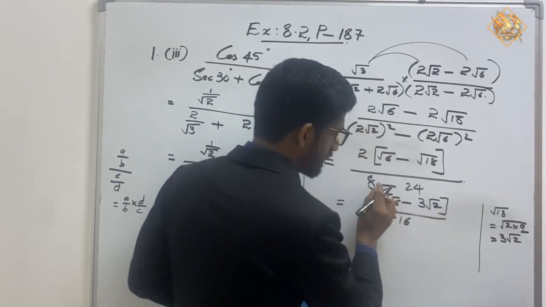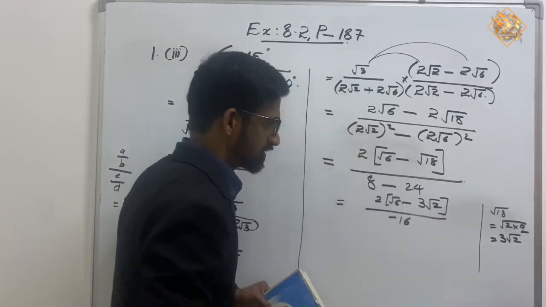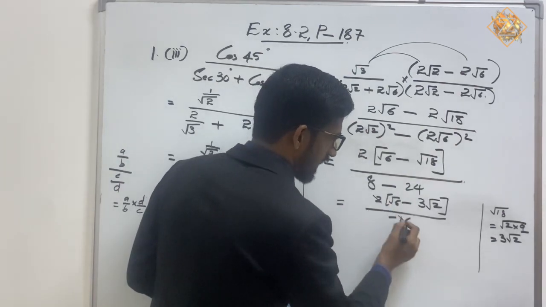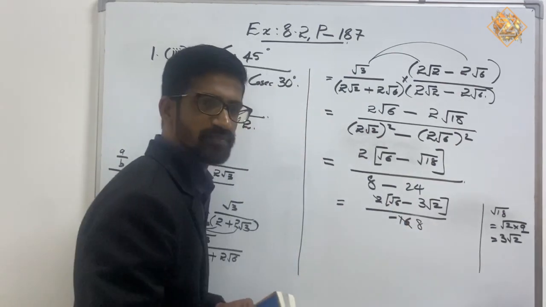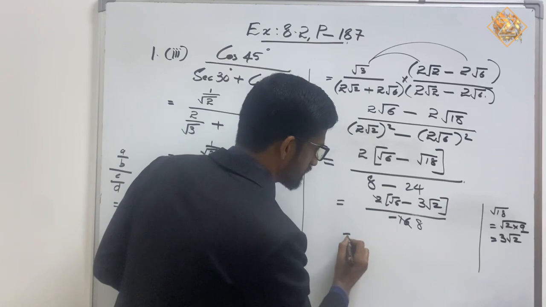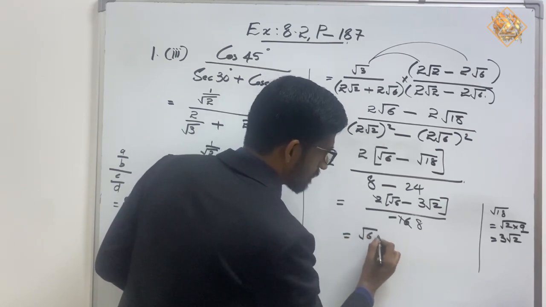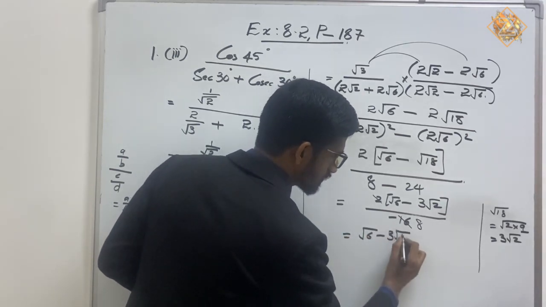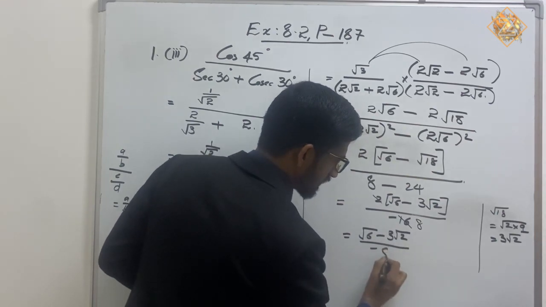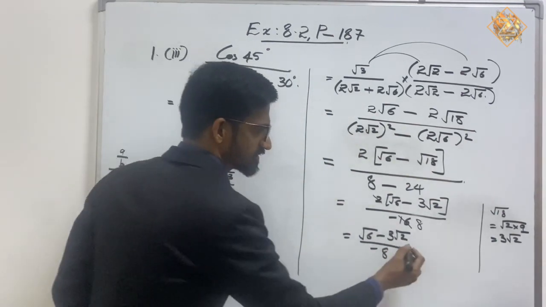Okay. And here 8 minus 24, it is minus 16. So 2 into 8 is 16. Okay students, now we got, that is what? Root 6 minus 3 root 2 by minus 8. Okay, this is the final answer.